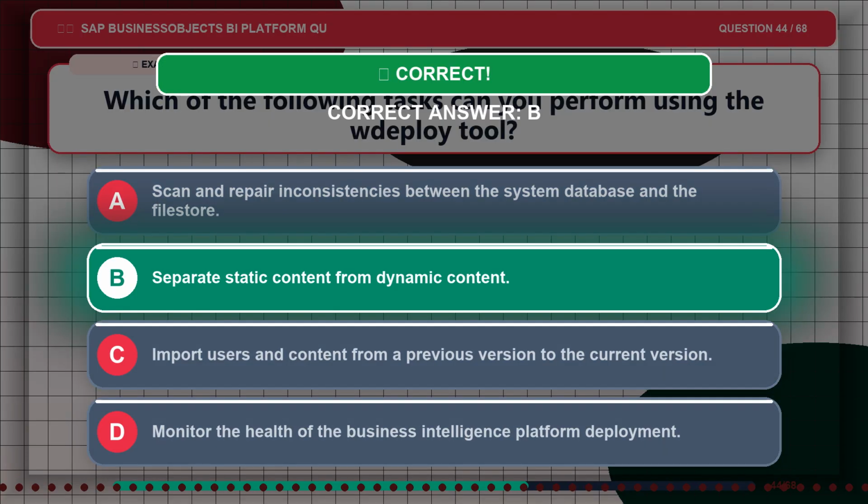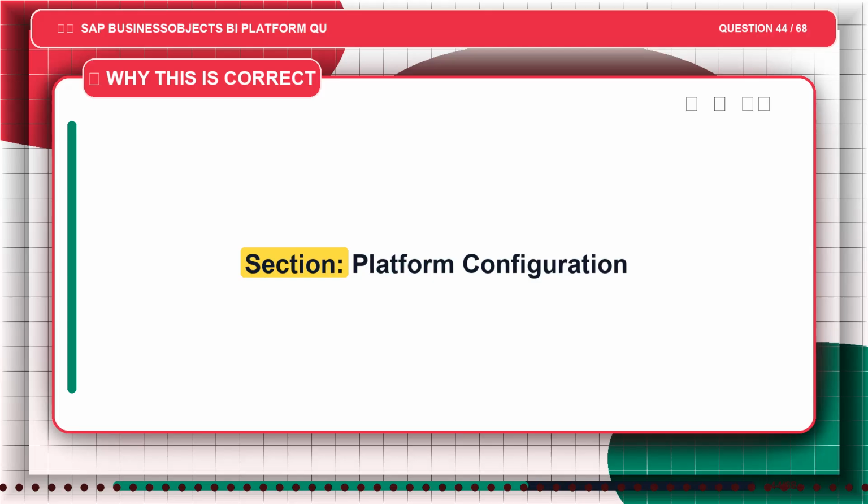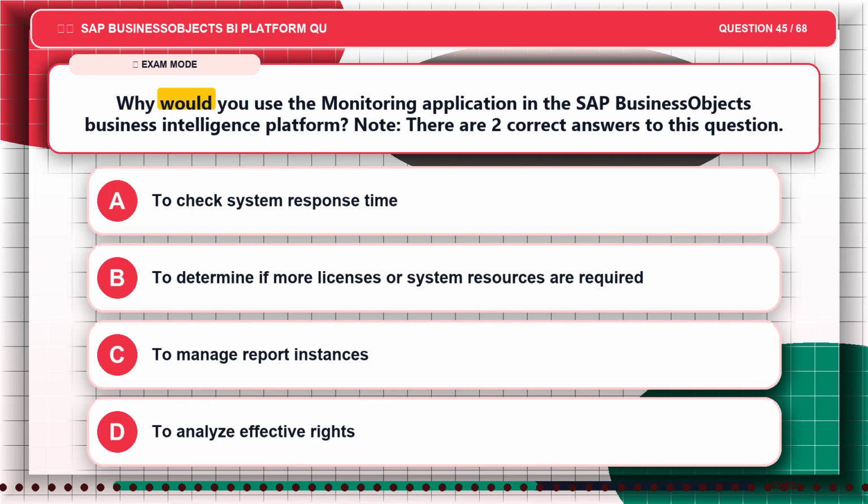The correct answer is option B. Separate static content from dynamic content. Section, Platform Configuration. Question 45. Why would you use the monitoring application in the SAP BusinessObjects Business Intelligence Platform? Note, there are two correct answers to this question.